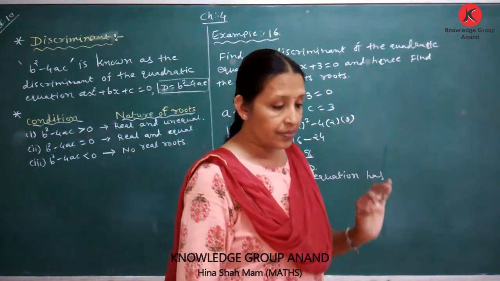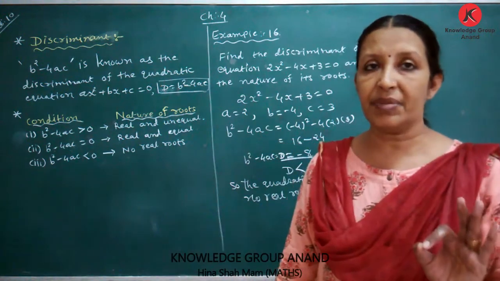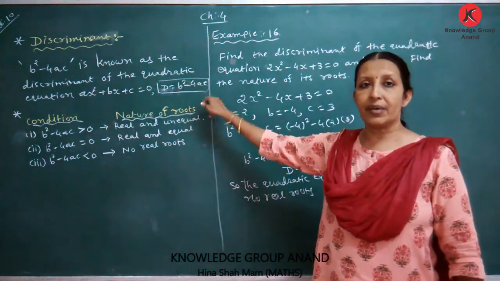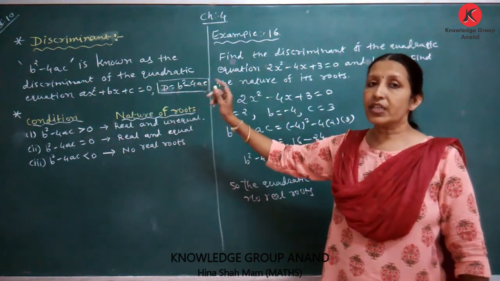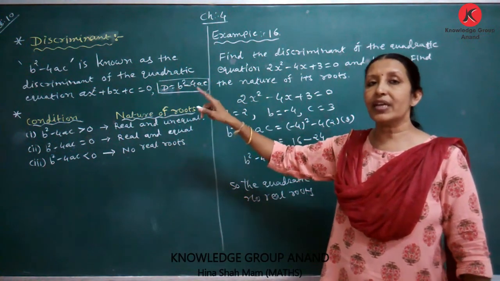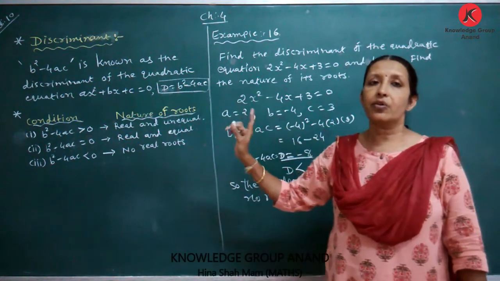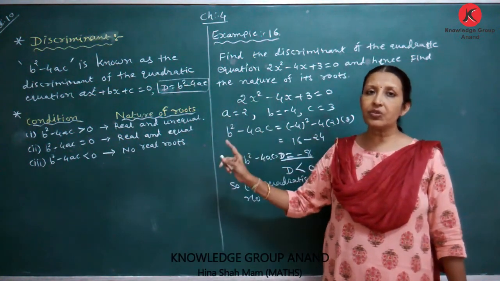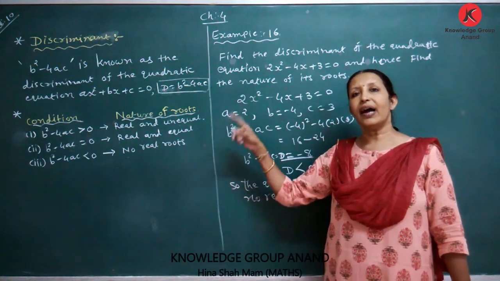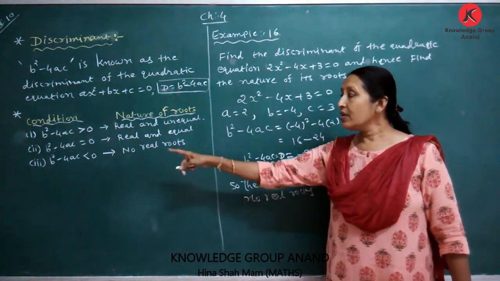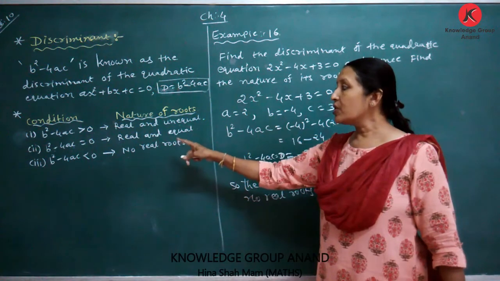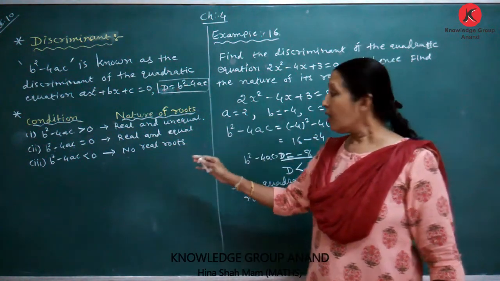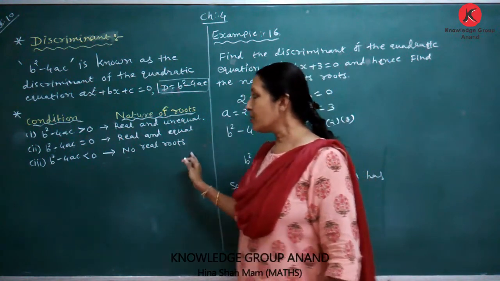In this we found the discriminant. What is the formula of the discriminant? D is equal to b square minus 4ac. If D is greater than 0, then roots are real and unequal. If D equals 0, roots are real and equal. And if D is less than 0, then roots do not exist or there are no real roots.